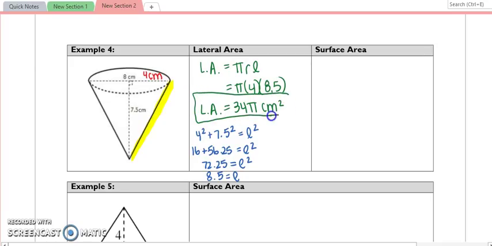Remember on your quizzes and your tests, I'm going to ask you guys to give exact answers. So we're going to leave this in terms of pi and radicals and all those fun things.